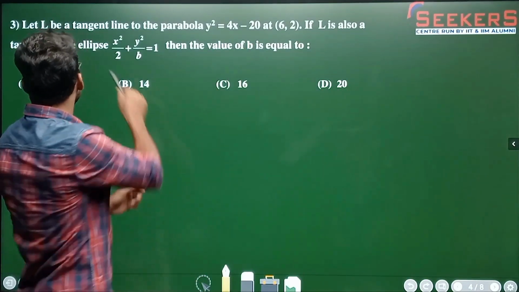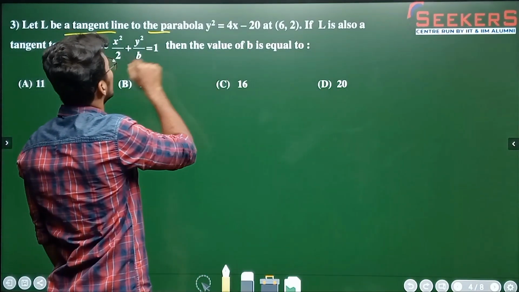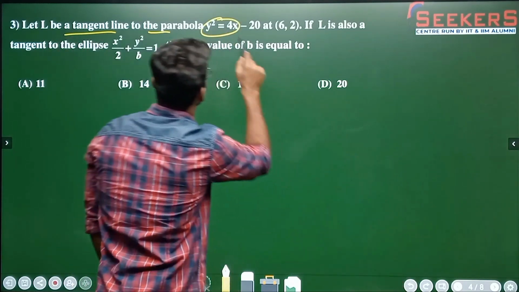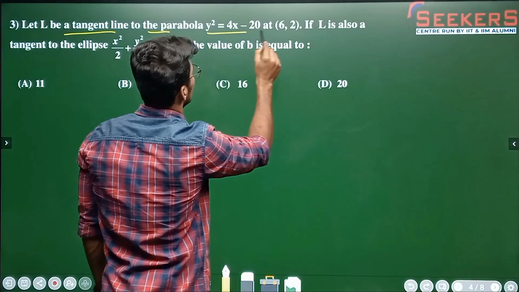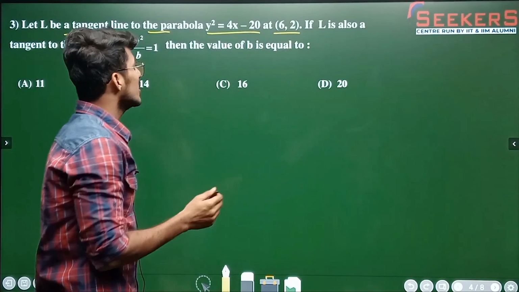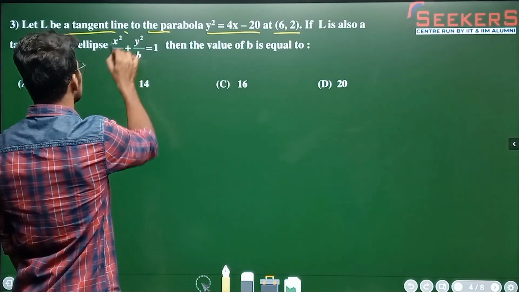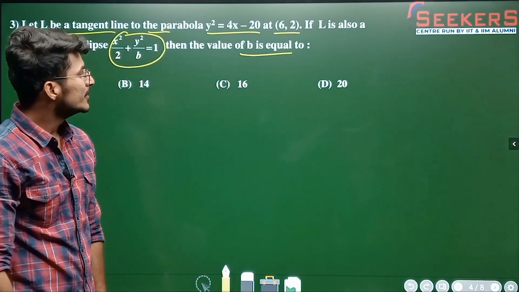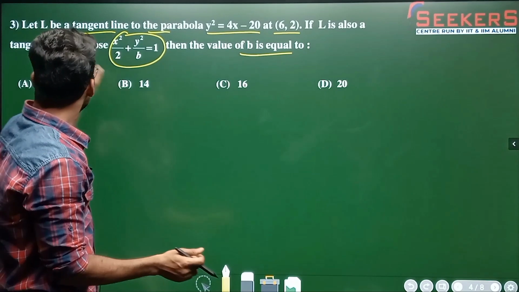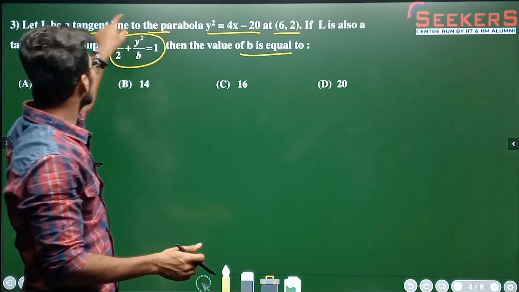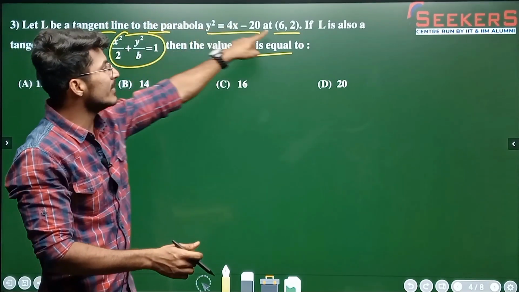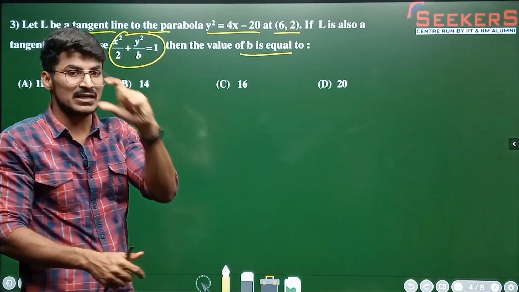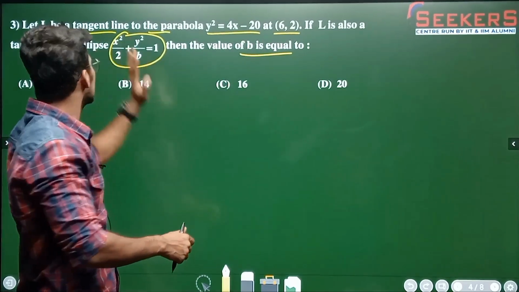Next question is, let L be a tangent to the parabola y square is equal to 4x minus 20 at (6, 2). If L is also a tangent to this ellipse, then find the value of b. Okay, so let's see what exactly he is talking about. A tangent to a parabola given at this point, and L is also a tangent to the ellipse given.